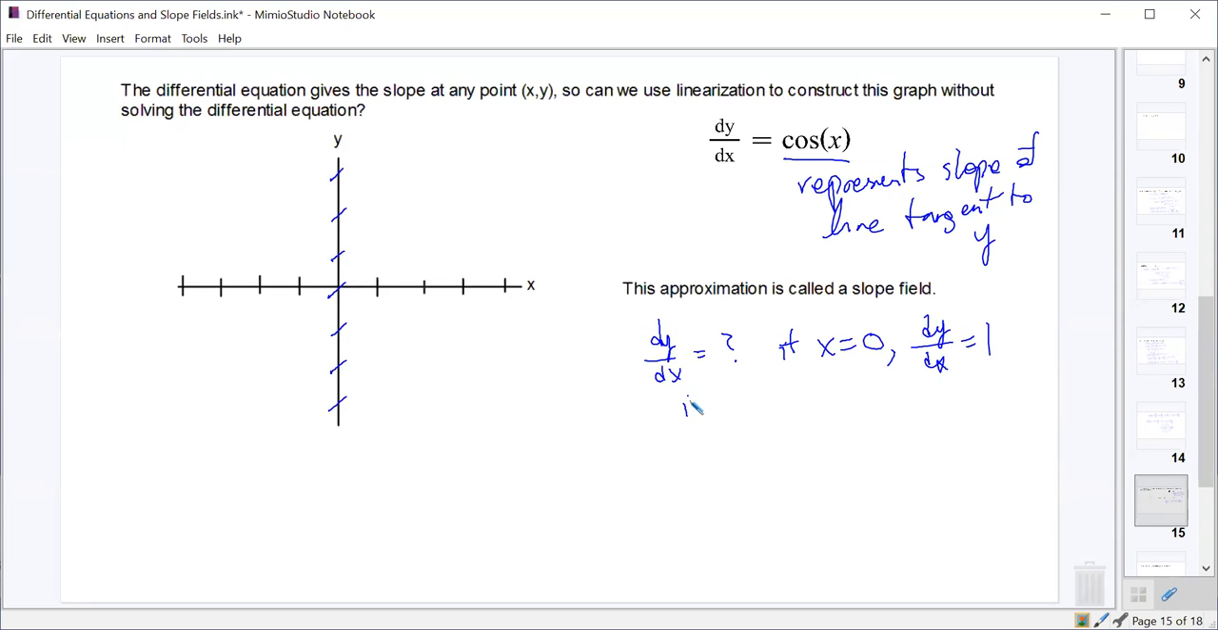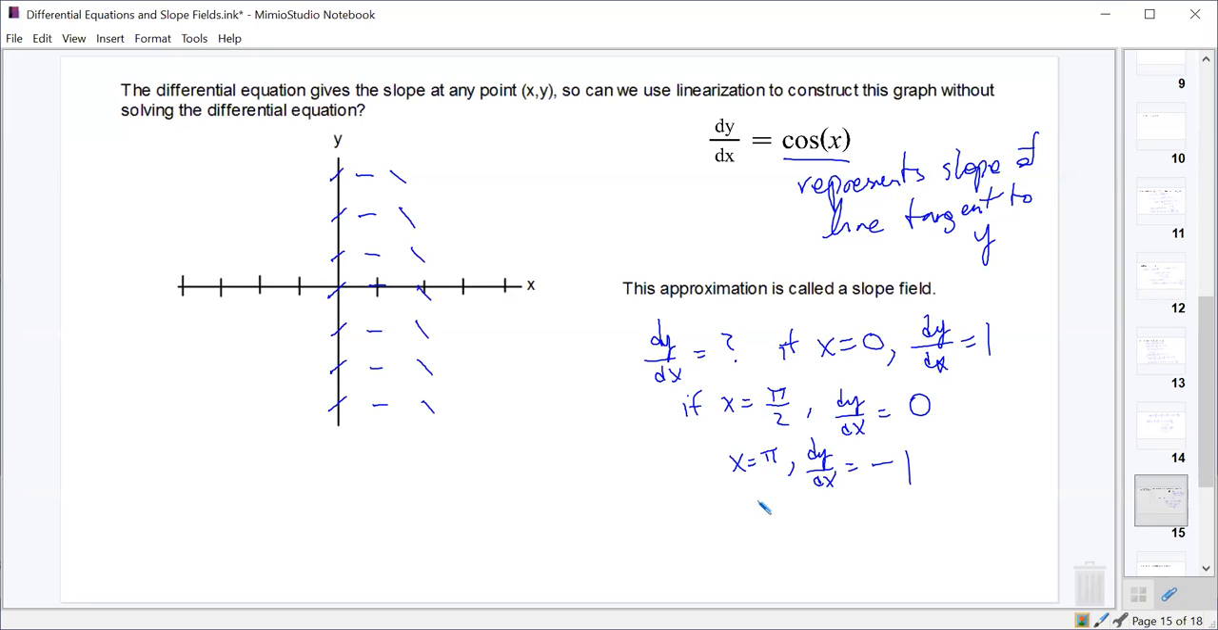All right. What about if x was, let's just make this a little easier, what if x was pi over 2? What would dy dx equal? What's the cosine? Zero. So everywhere where x equals pi over 2, and I'm going to call this first little hash mark pi over 2, I should have little lines that have a slope of 0. And so I've done that. What about when x is pi? They should be negative 1. So we'll just call this pi. Negative 1, negative 1, negative 1.